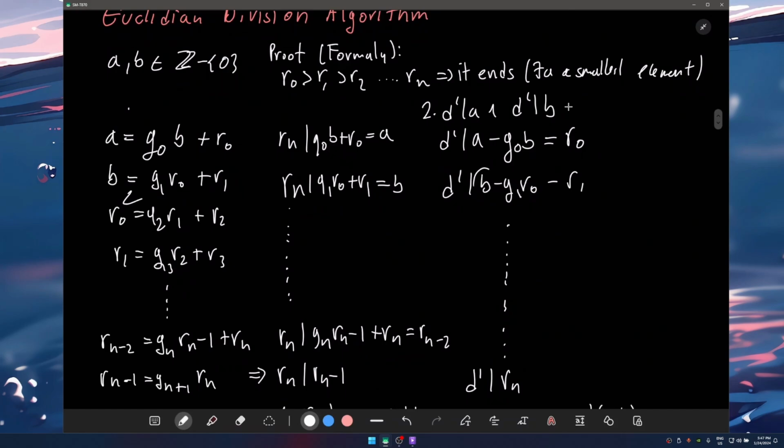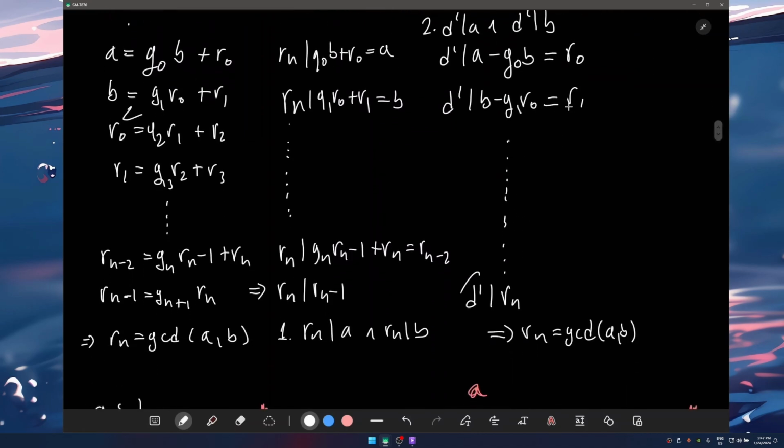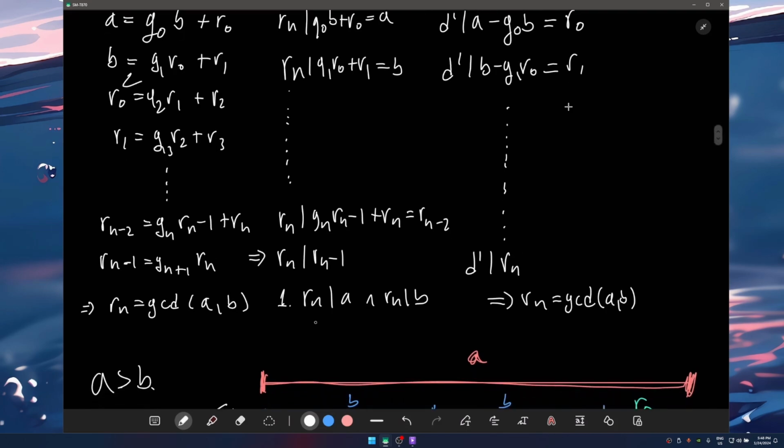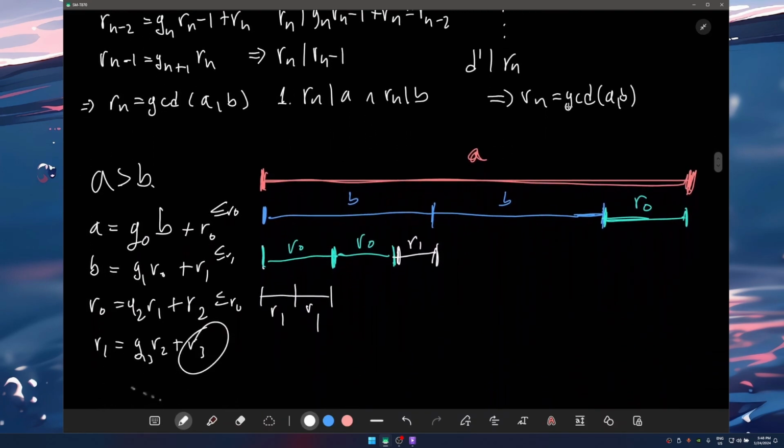And now we know it divides B, and we know it divides R0, so we can pull out the common factor of that D, and it divides R1. This is equal to R1, and we can go down, down, down till the end, and we find that every divisor we take should divide Rn. Which implies that this Rn is the greatest common divisor, because it divides A and B, and for every other common divisor we have, it will divide Rn. So Rn is the greatest common divisor.